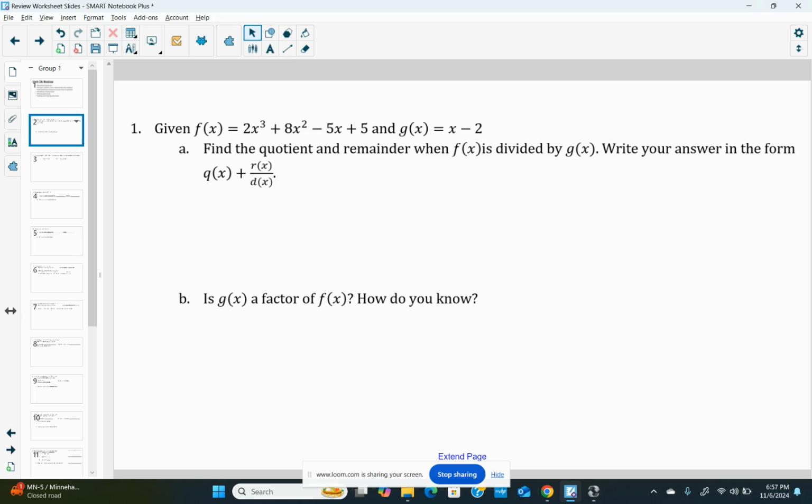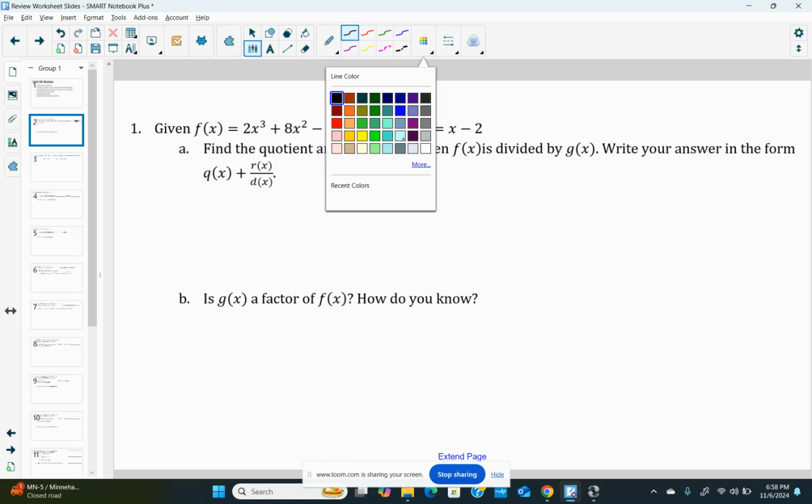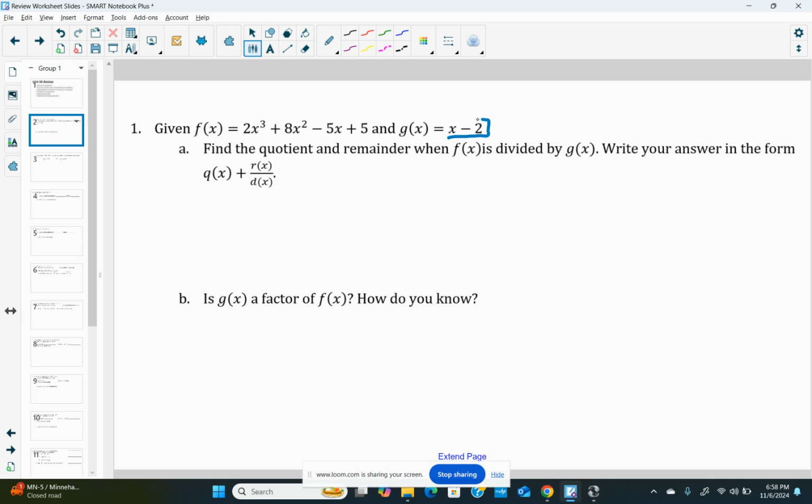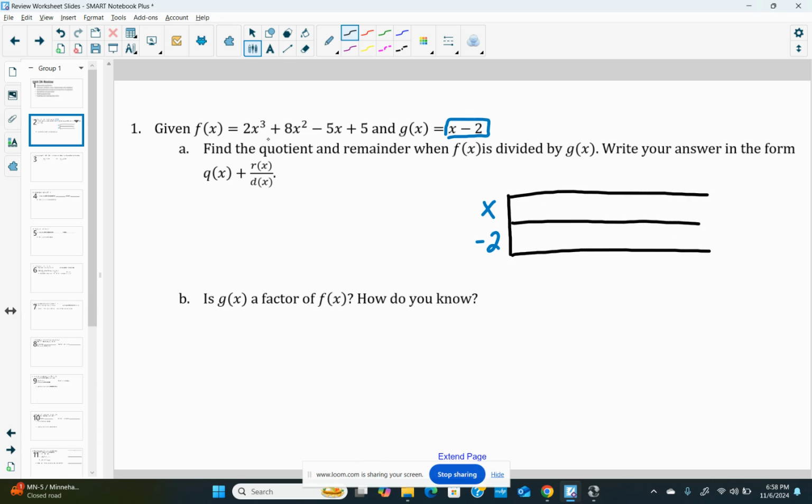So for number one, it says, given this polynomial f of x and g of x, find the quotient and remainder when f of x is divided by g of x. So we're going to do polynomial long division here, and we are dividing by x minus 2 because that's our g of x factor. So we're going to divide x minus 2 into the cubic function, that 2x cubed plus 8x squared, etc.